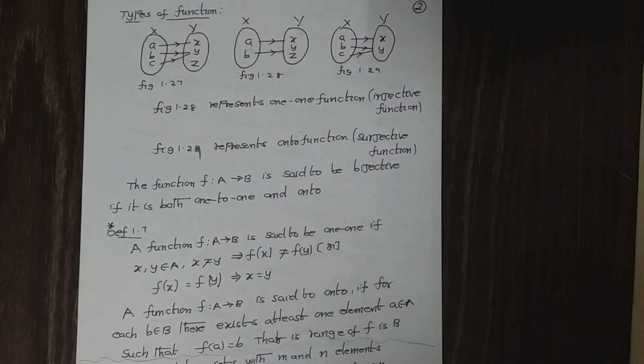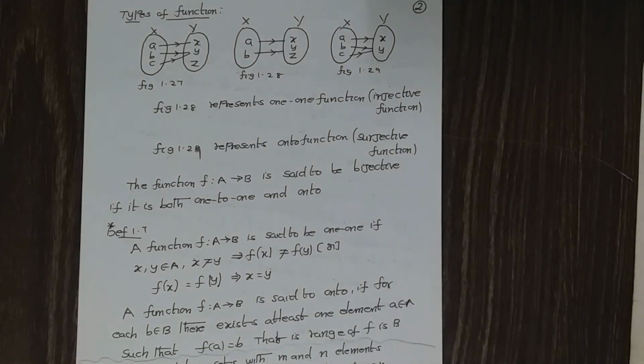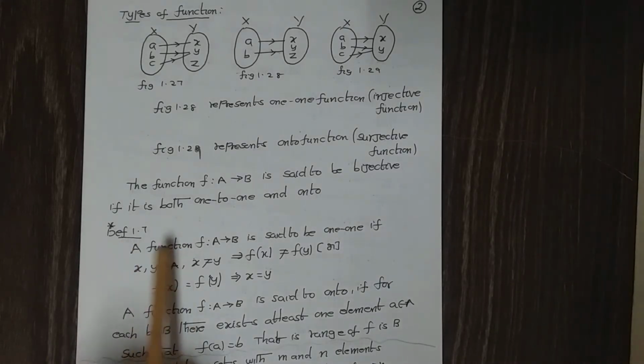Thus, all the elements in codomain should possess pre-image in domain or not. If every element in codomain possesses pre-images in domain, simply it is an onto function. Even if one element is left without pre-image in codomain, it is not an onto function. Students, next, this definition is given in the textbook itself, 1.7, page number 24.